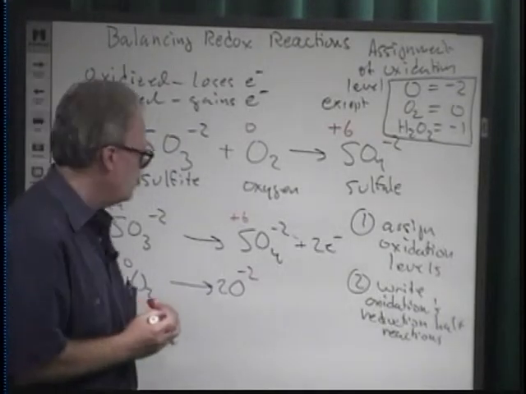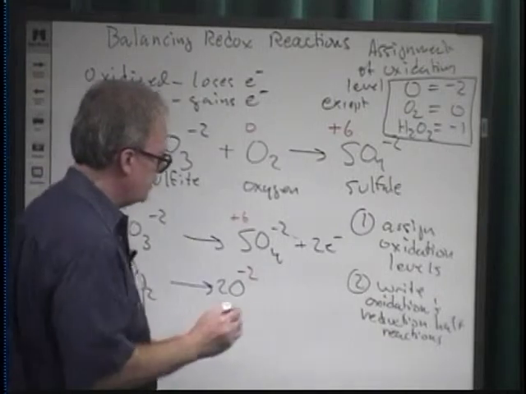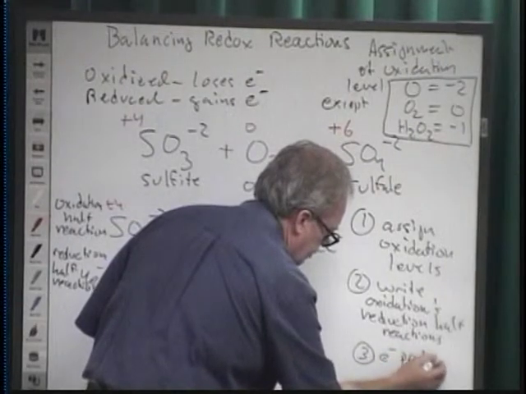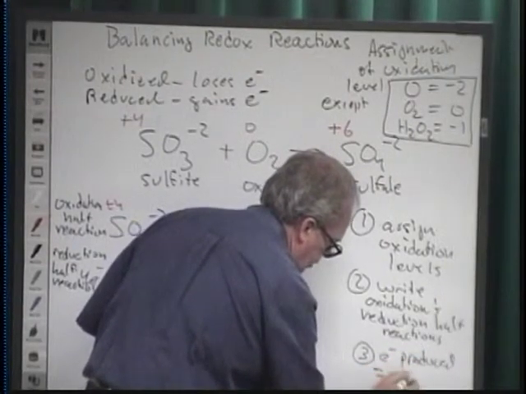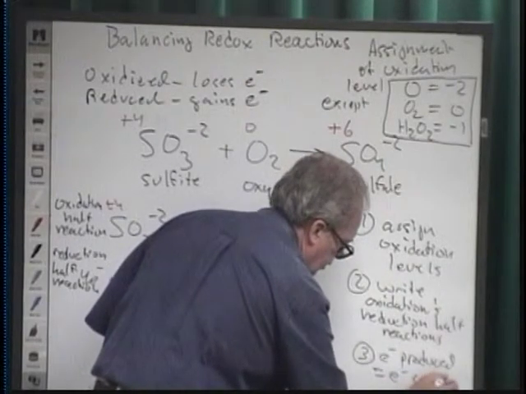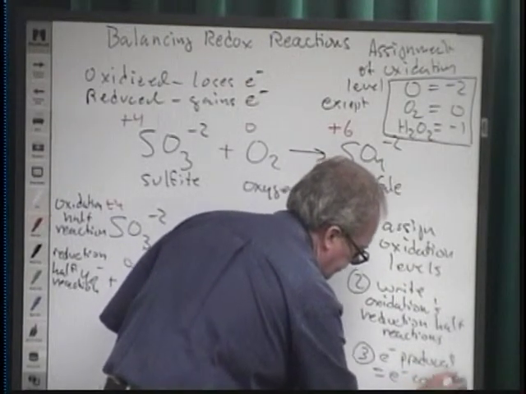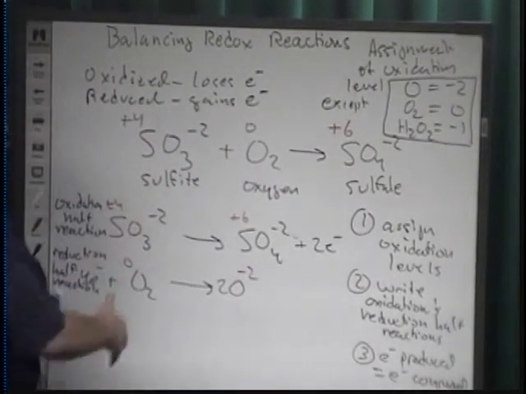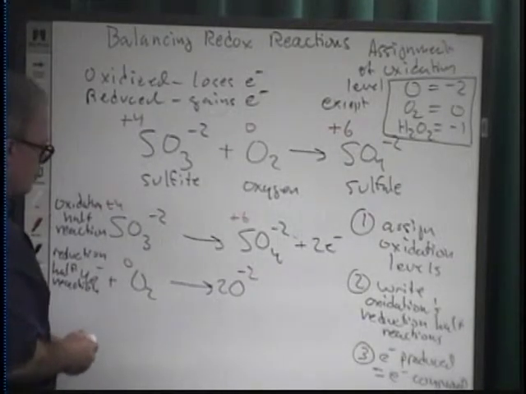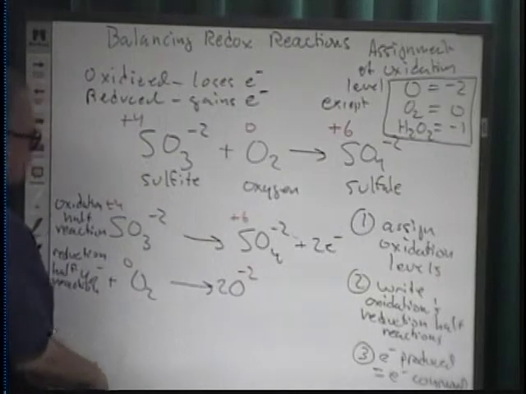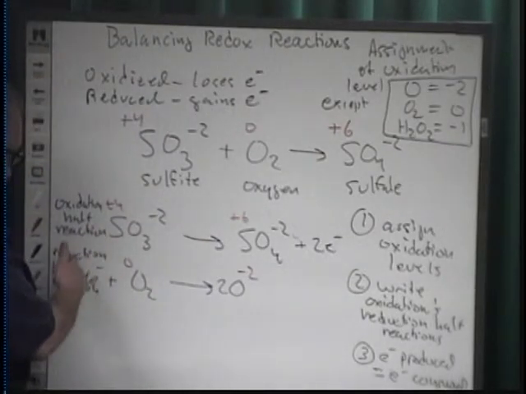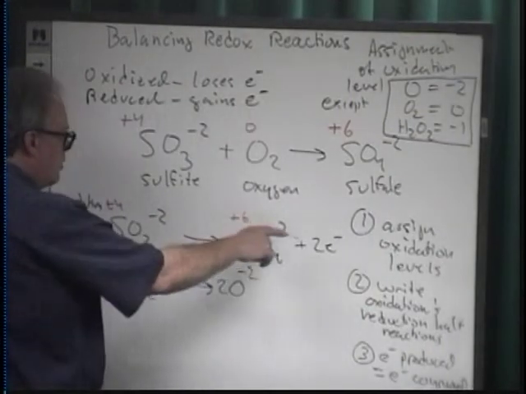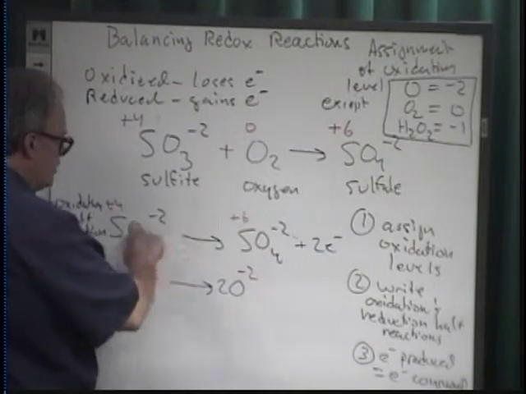Okay, and in doing that, what we have to make sure is that the electrons produced in the oxidation equal in number the electrons consumed in the reduction. Okay? And we do that by multiplying the oxidation and reduction half reactions by some integer, so that the electrons consumed, 4 electrons reducing oxygen, balance the electrons produced in the oxidation of the sulfite.